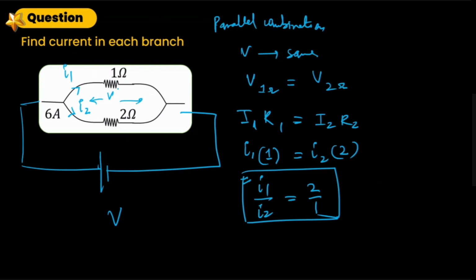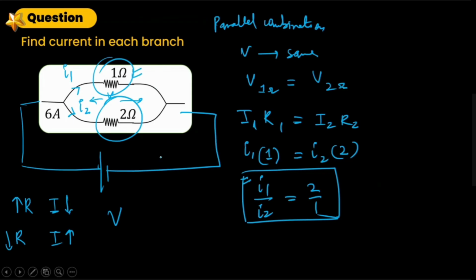Now we got the ratio of I1 and I2. Such questions can be done through this application of current: if the resistance is more, current will go less. If resistance is less, more current will flow through that wire. Resistance is less here, like 1 ohm is less than 2 ohm, so more current will pass through this wire, because current wants less resistance. It can follow the route which doesn't have that much resistance. So this is what it does.